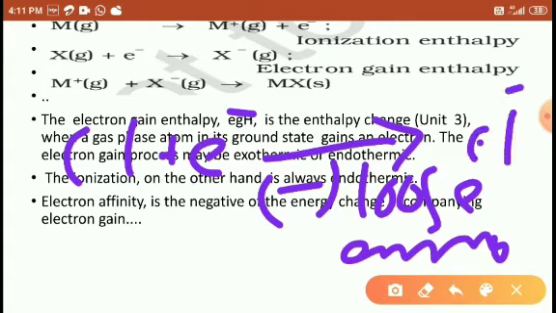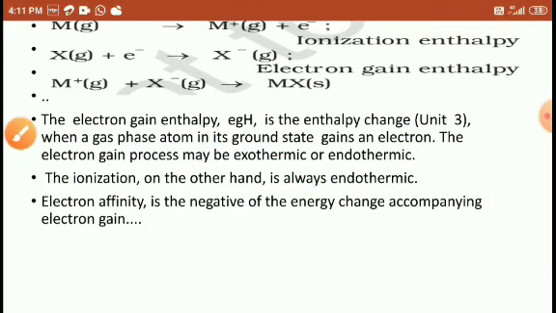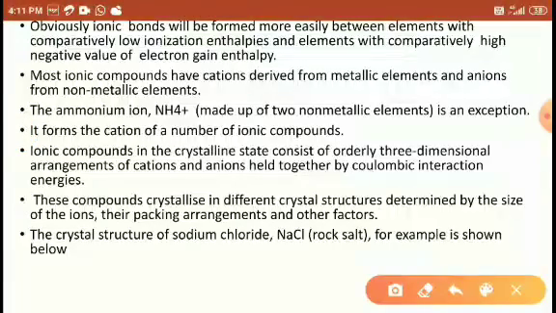Right, students? Then they develop negative charge. So an ionic bond will be formed easily between the two species. One species loses electrons, another species gains electrons, right? So in most ionic compounds, the cation is derived from a metal species and the anion is derived from a non-metal, right?